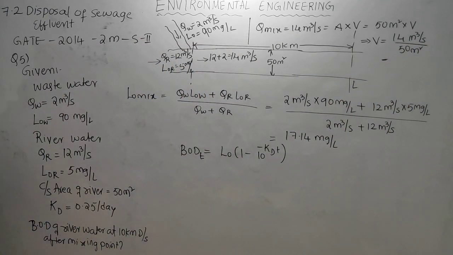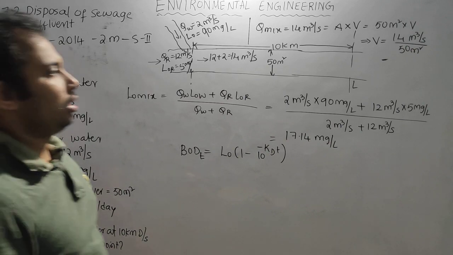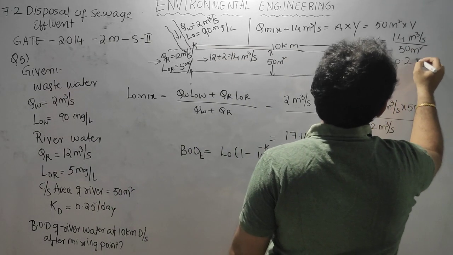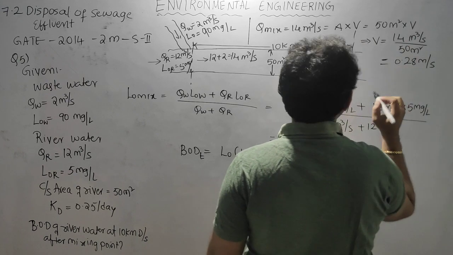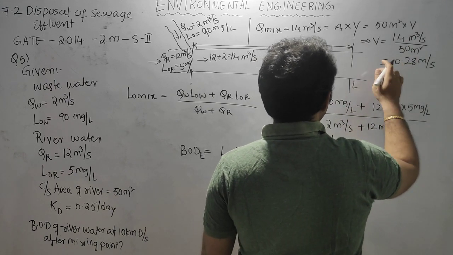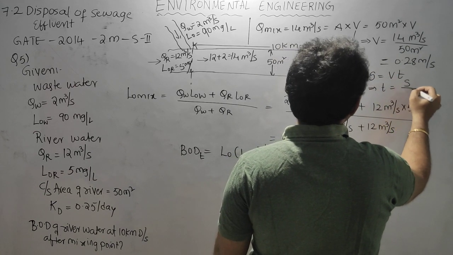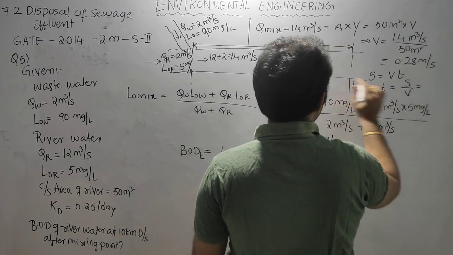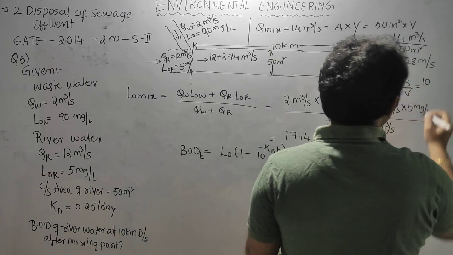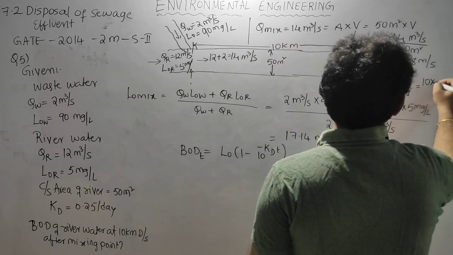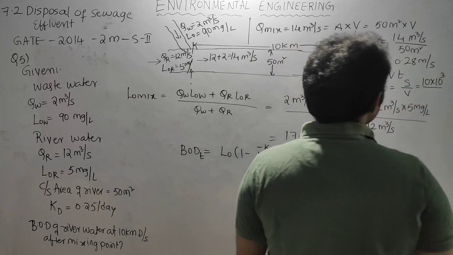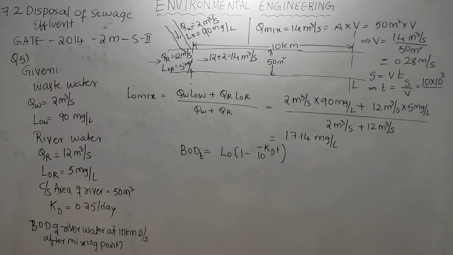How much is the velocity now? The velocity of the river is 0.28 meter per second. This is the velocity. Now S is equal to Vt, that implies T is equal to S by V. S is equal to 10 kilometer, which is 10 into 10 to the power of 3 meter, by 0.28 meter per second. If you do that, we will get the time.